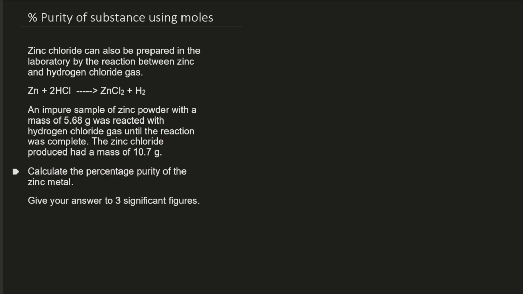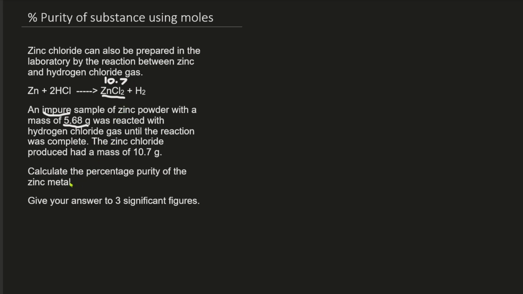An impure sample of zinc powder with a mass of 5.68 grams. Now over here, it's impure. That's important. That means it's not 100% pure zinc. It's got some other stuff in it. We don't know what the impurities are, but we know that it does have impurities in it. Then it reacts with hydrogen chloride gas until the reaction was complete. The zinc chloride produced had a mass of 10.7 grams.